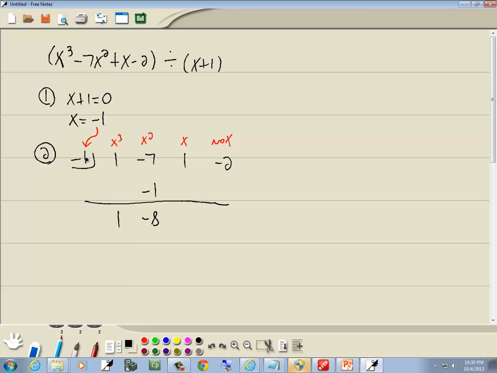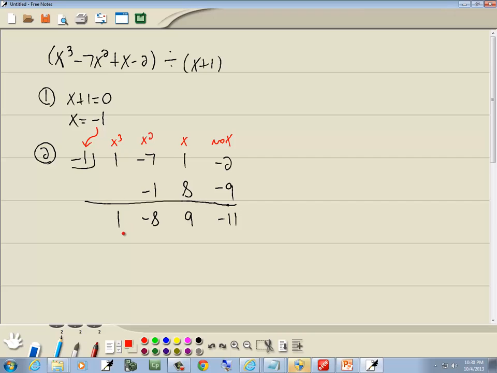Then we want to multiply. You always want to multiply by the number up in the box, by the number you just put down there. Negative 1 times negative 8 is a positive 8. Then add. 1 plus 8 is 9. Then multiply. Negative 1 times 9 is negative 9. And then add. Negative 2 and negative 9 gives us negative 11.